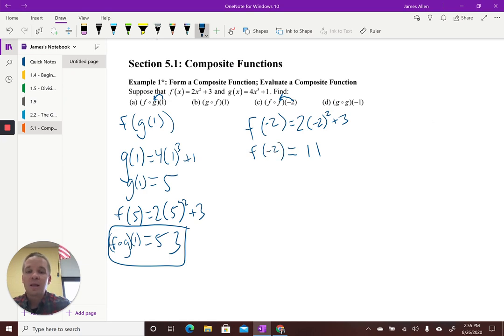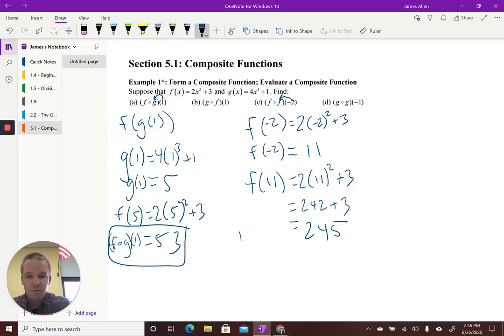And now I'm going to plug 11 into my f function to continue and finish this one out. So I'm going to have 2 times 11 squared plus 3. So 11 squared is 121. Double that, we get what? 242. 242 plus 3 gives me 245. So that would be f of f of negative 2. We end up plugging into that f function twice.